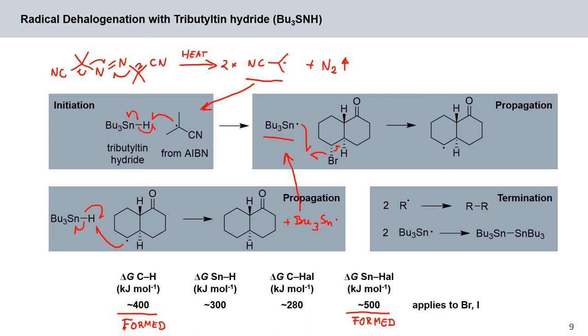And we're breaking a tin-hydrogen bond and a carbon-halogen bond. So overall energetically favorable, if we look at the Gibbs free energies of the bonds which are being broken and formed. Ultimately, we get our product here, a dehalogenated organic molecule. Just like all the reactions we've seen previously, if carbon-centered radicals find each other, they will terminate the reaction. The same applies if two tributyl tin radicals find each other and form a relatively stable tin-tin bond.